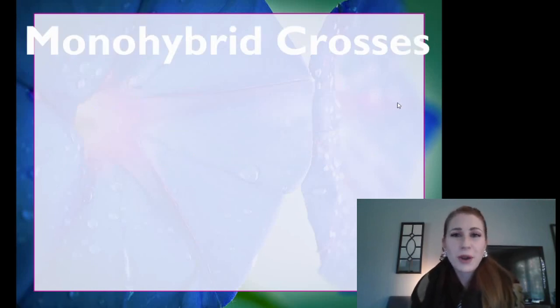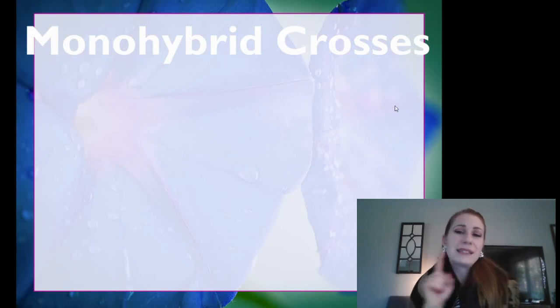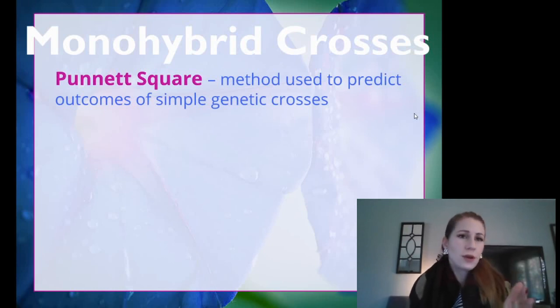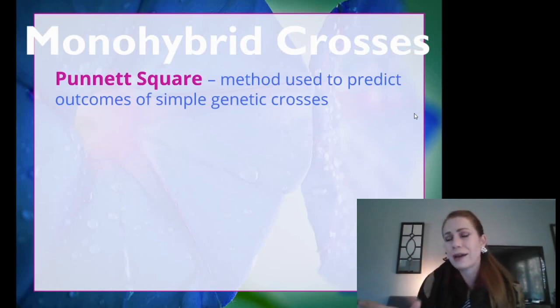We call these monohybrid crosses. They are crosses between parents for a single trait. So you can think of it as single trait crosses. We're only going to use one thing. So we'll just do hair color, or we'll just do eye color, or just freckles, but you're not going to combine them in this one, just single trait.